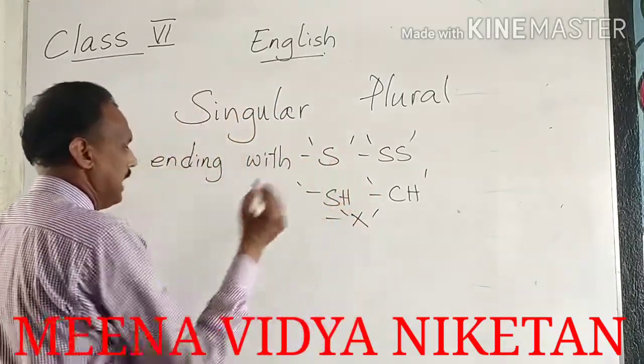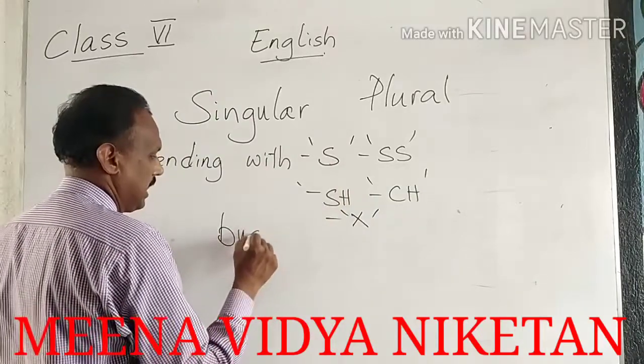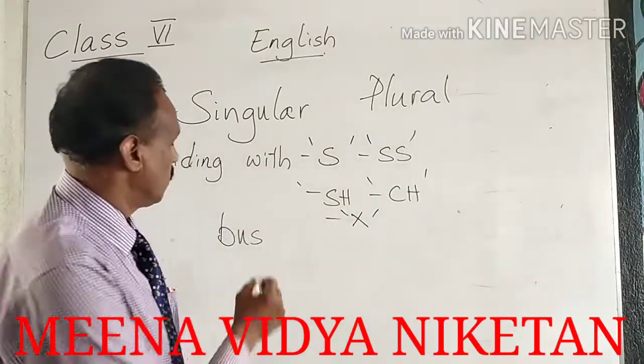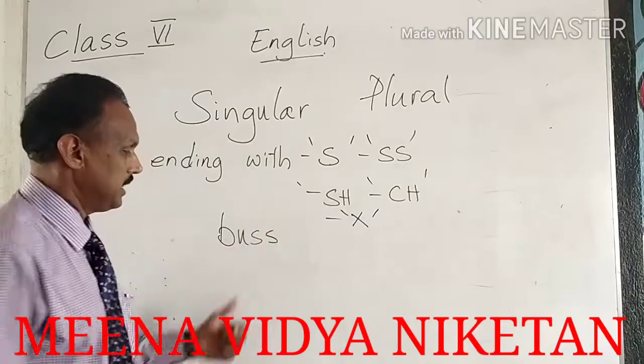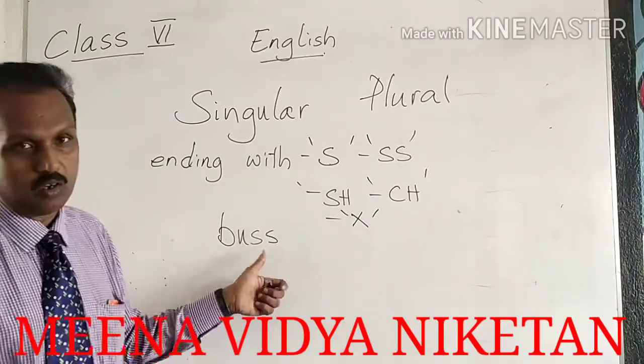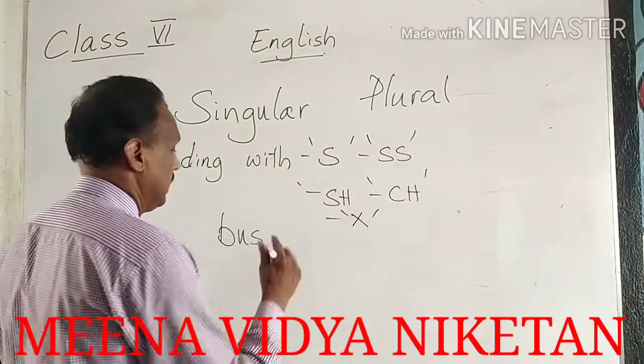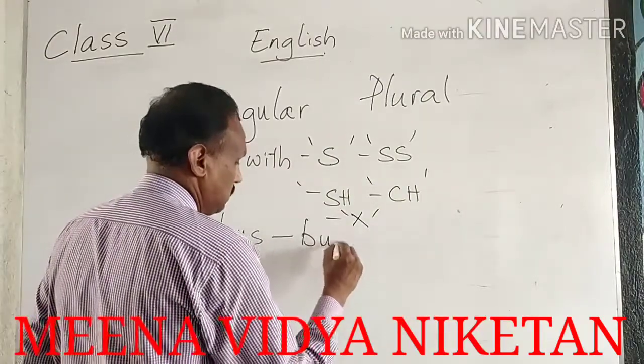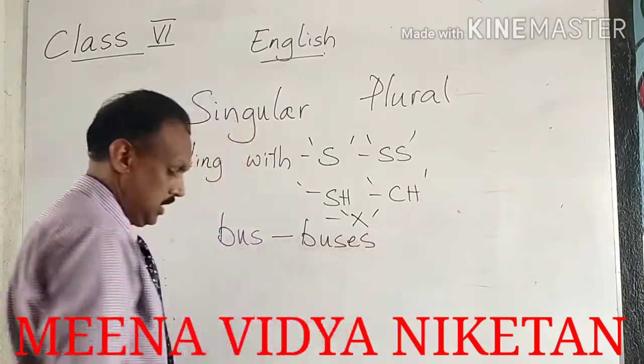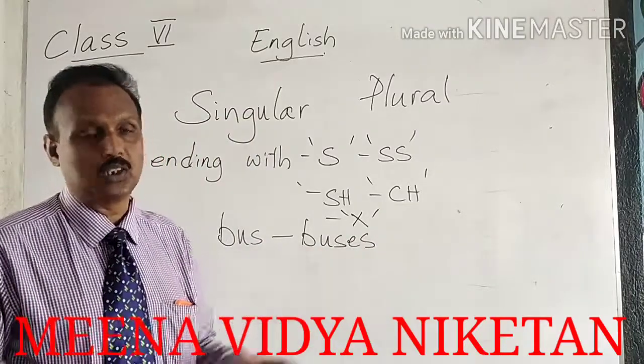For example, ending with s, we will take bus. So what is the plural? We don't write only s here. If you write s here, it is wrong. It gives you another meaning, a bus. So here it ends with es, bus, buses. So accordingly, the pronunciation also will vary.